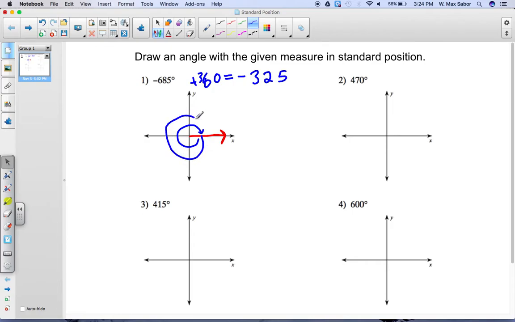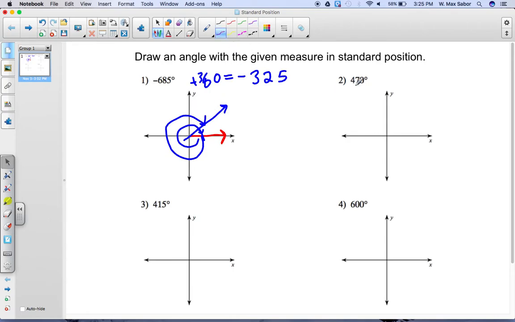So that's going to end up somewhere over here, and this is going to be our angle in standard position. It's going around one whole rotation, and then continuing around almost to negative 720, which would be 2 negative rotations, but past negative 270, which would be here.